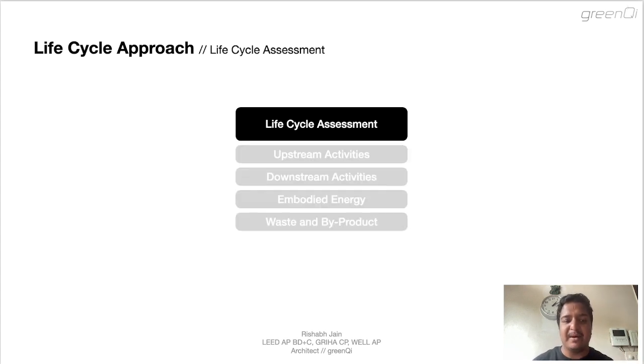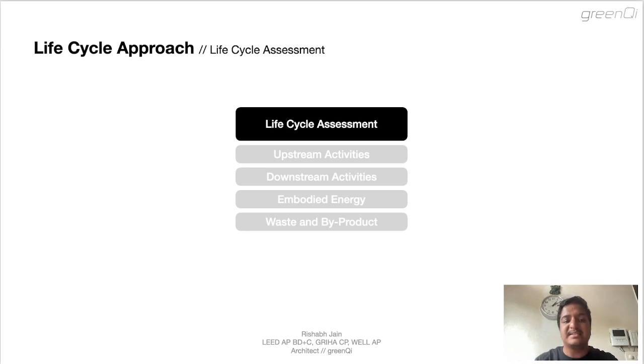So LCA empowers us to make informed decisions. It helps manufacturers identify opportunities for improvements, develop more sustainable products, and minimize environmental harm. It also enables us consumers to make conscious choices by considering a product's life cycle impact before purchasing.